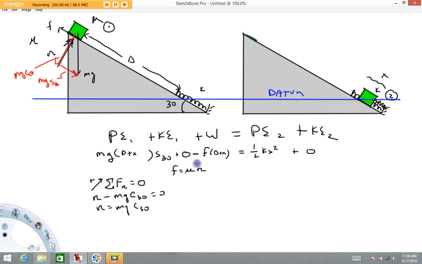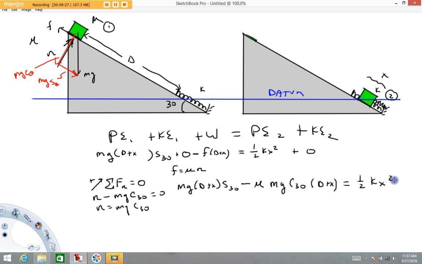So I'm going to go ahead and now rewrite this equation, kind of putting everything together. So we're going to have mg times (d plus x) sine 30 degrees. There's our PE1 term. Minus, all right, frictional force times distance. And the frictional force is equal to the coefficient of friction times the normal. And the normal is mg cosine 30. So that's subbing this here, and then both of these here. All right, times distance to make it a work term. Equals 1/2 kx squared. Right?